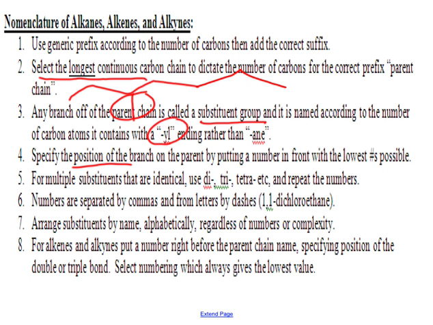So let me make this chain longer. If I were to number this, I would number from this carbon because that would put my methyl on 3. If I were to go this way, 1, 2, 3, 4, 5, that would put my methyl on 5, and that would be the wrong way. All right? What we're doing now, by the way, is called IUPAC nomenclature, International Union of Pure and Applied Chemistry.